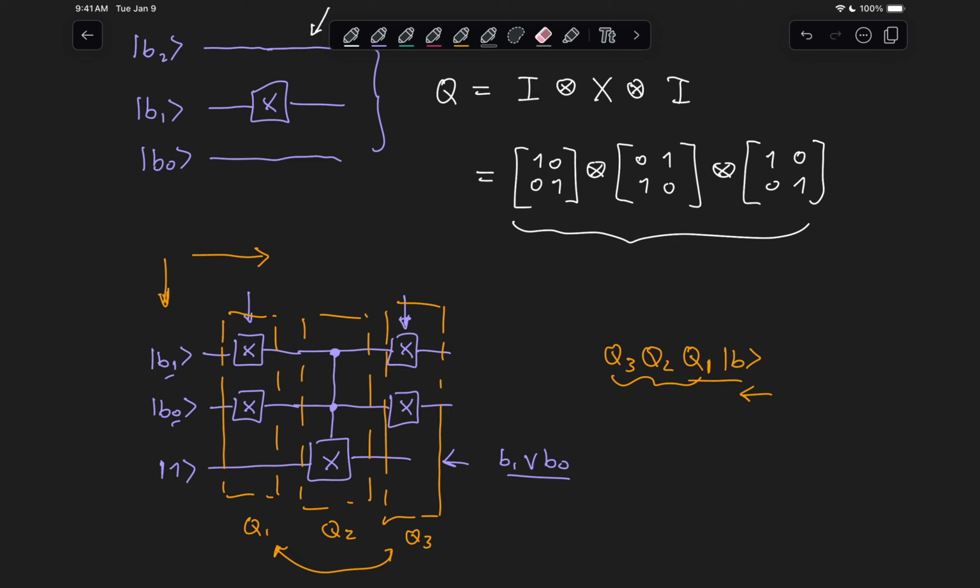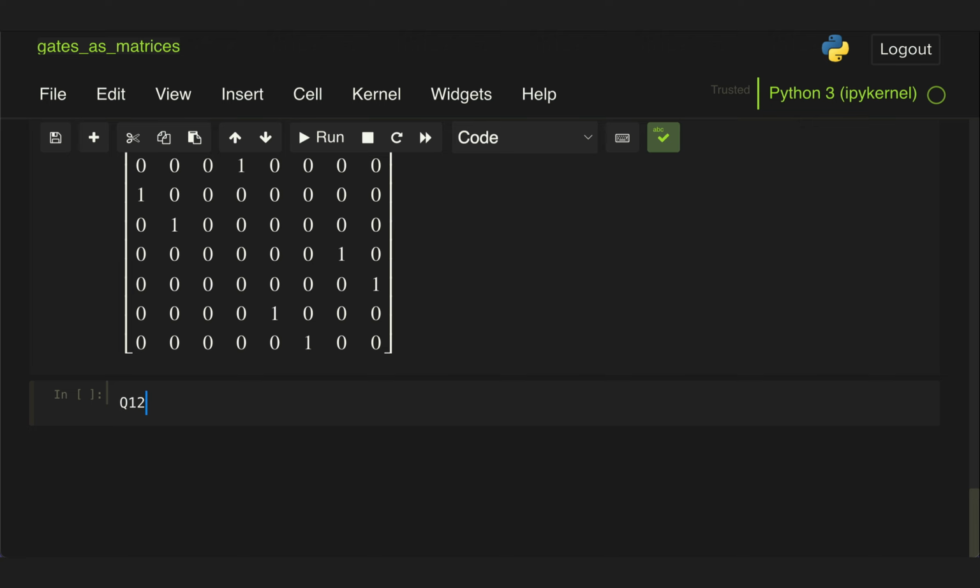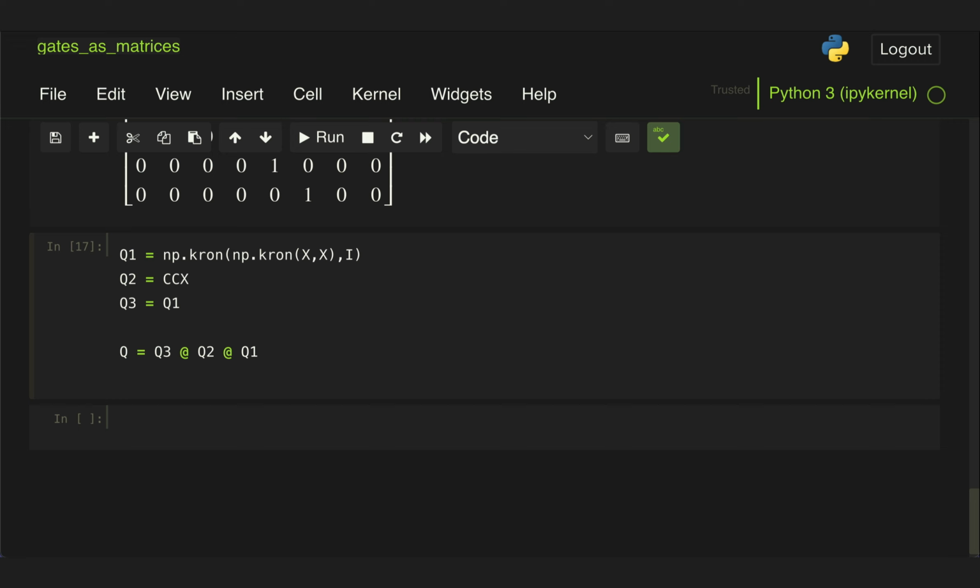So let's go ahead and implement this in Python and see if we can get the expected behavior from an OR gate. So let's first define that matrix that we call Q1, which is going to be the Kronecker product of an X gate with an X gate for the first two bits, and then that Kronecker product with an identity gate. Then our Q2 matrix is going to be our CCX gate, which, if you recall, we already defined above. And then our Q3 matrix is going to be equal to Q1. So the total matrix for our circuit, let's call it Q, is going to be, as we said, Q3 times Q2 times Q1. So remember, Q1 operates on the state first, so it's going to be the one we put most to the right. And then let's go ahead and display that matrix.